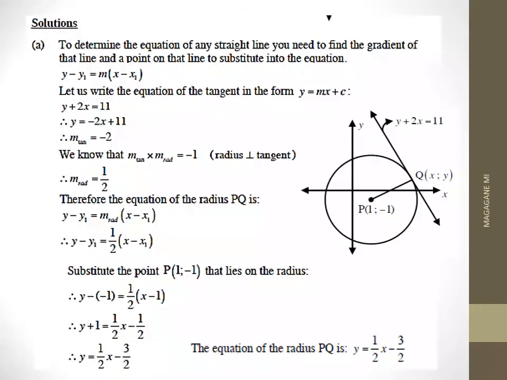So don't forget that when you substitute, be careful when you substitute. So we have our negative 1, so you have y minus 1. Very, very important. Therefore, we have y plus 1 equals 1 over 2 x minus 1 over 2. Therefore, our equation of the radius PQ is y equals 1 over 2x minus 3 over 2. So always, very, very important, verify your gradient. The gradient of the tangent times the gradient of the radius must give you negative 1.